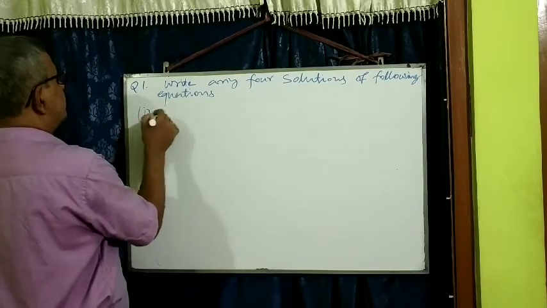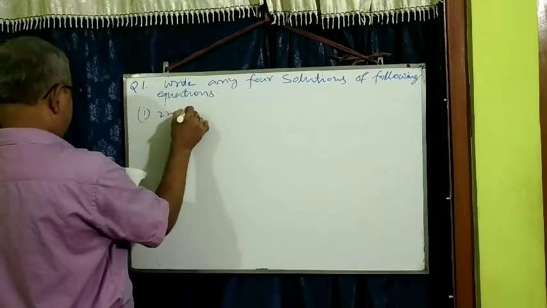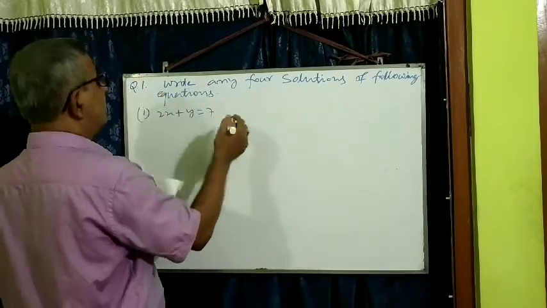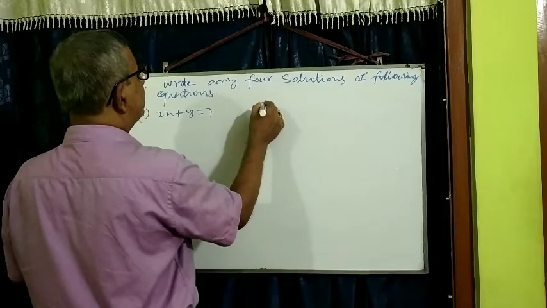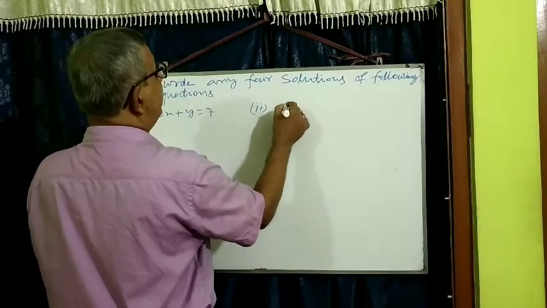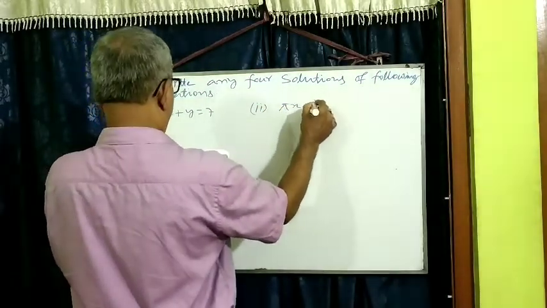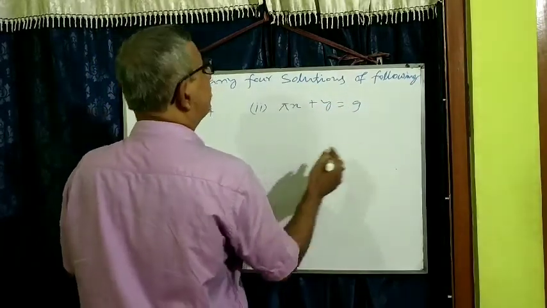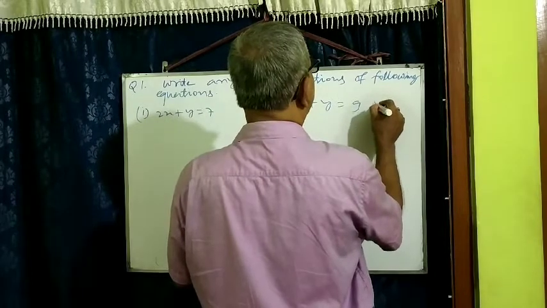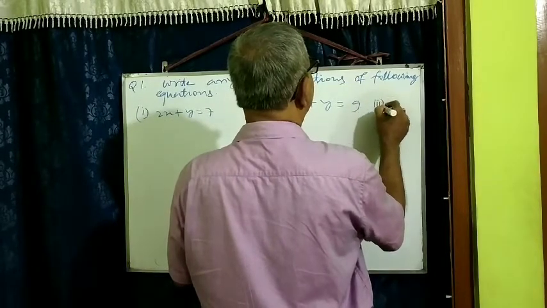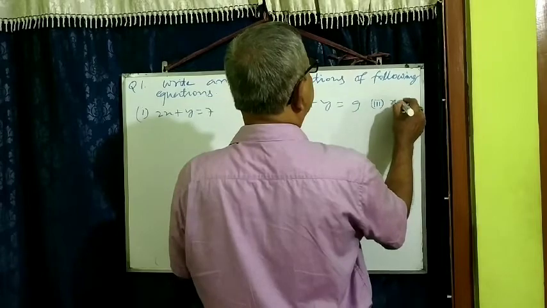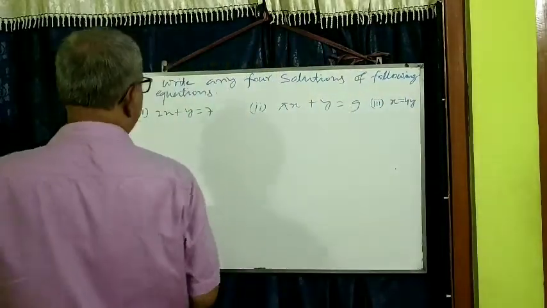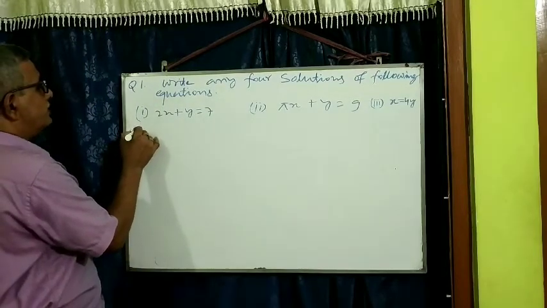One question, sub question, 2x plus y is equal to 7. Another, pi x plus y is equal to 9. One more I am writing here. x is equal to 4y. Do one thing.